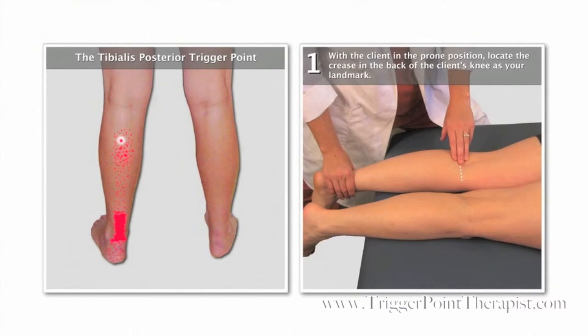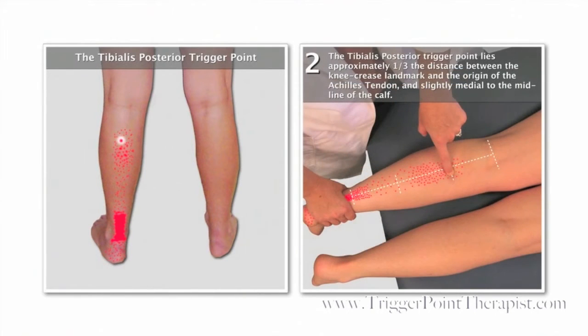To locate and release the tibialis posterior trigger point, start with the client in the prone position and locate the crease in the back of the client's knee as your landmark. The tibialis posterior trigger point lies approximately 1/3 of the distance between the knee crease landmark and the origin of the Achilles tendon, and slightly medial to the midline of the calf. This trigger point refers pain primarily to the Achilles tendon and secondarily to the back of the calf and the heel region.